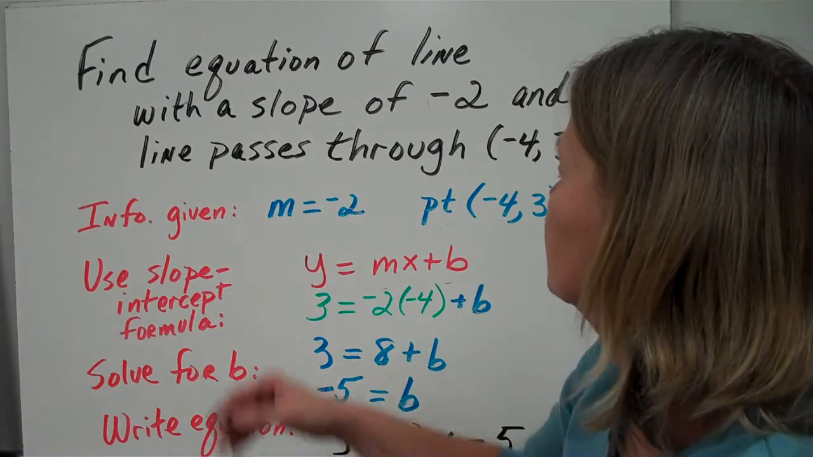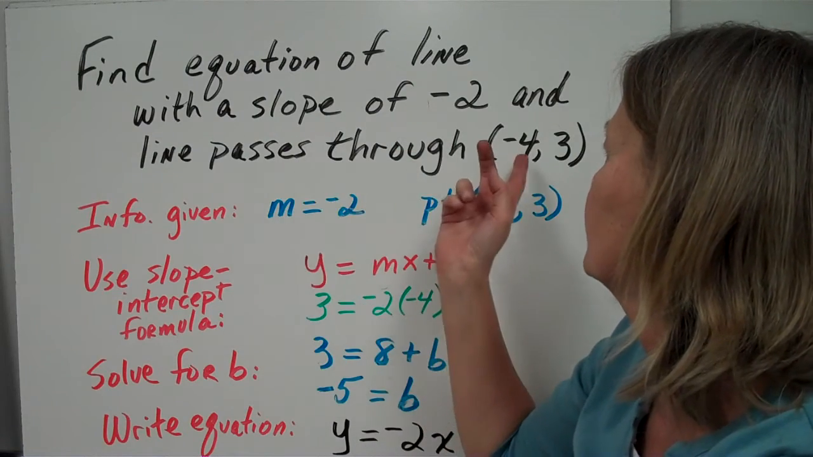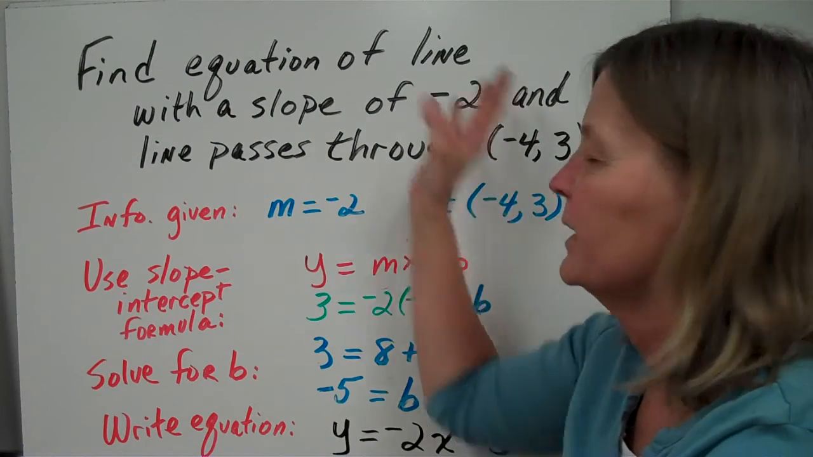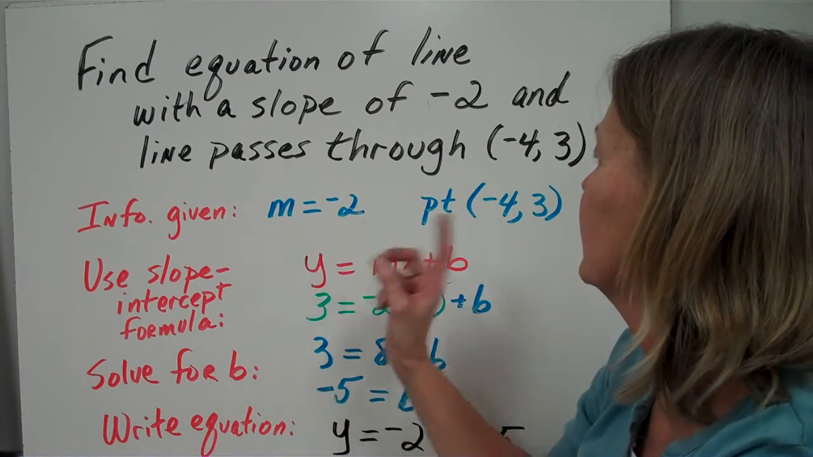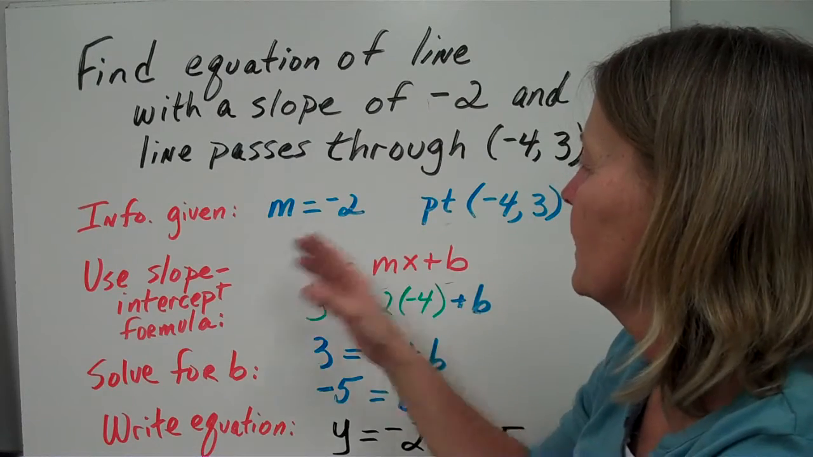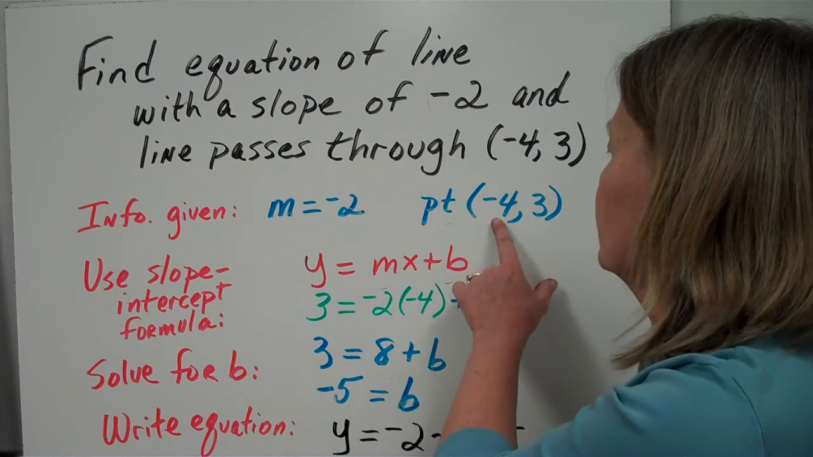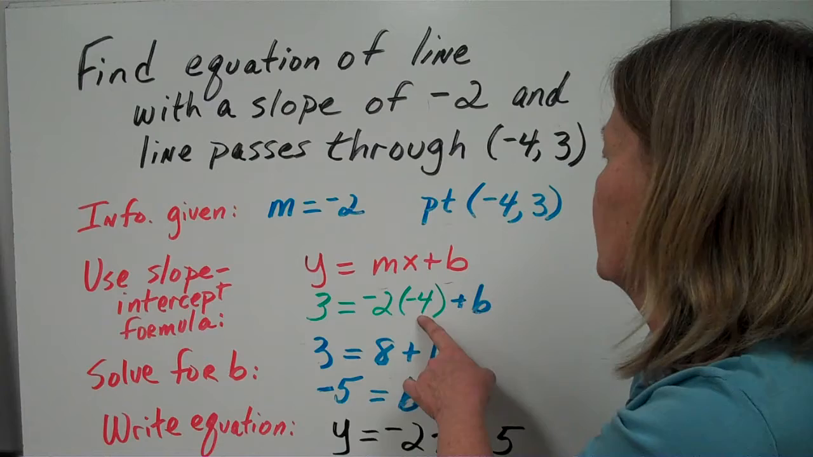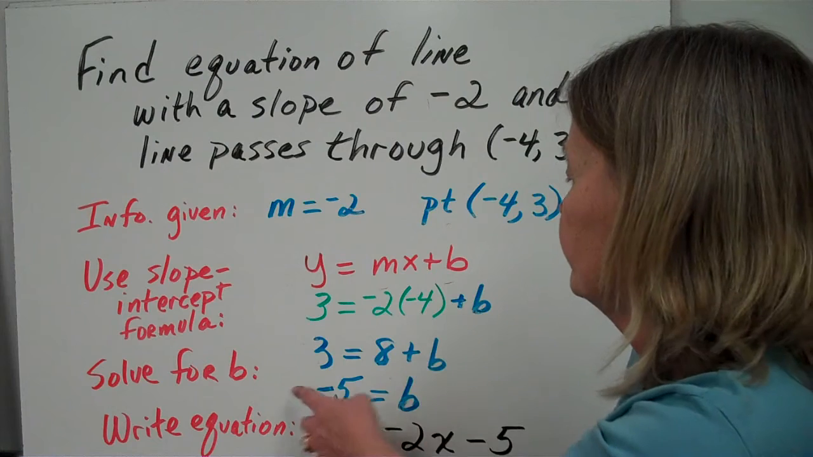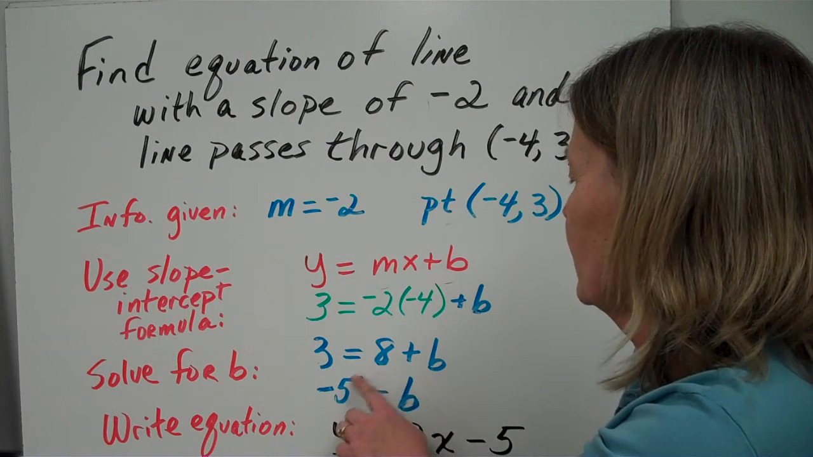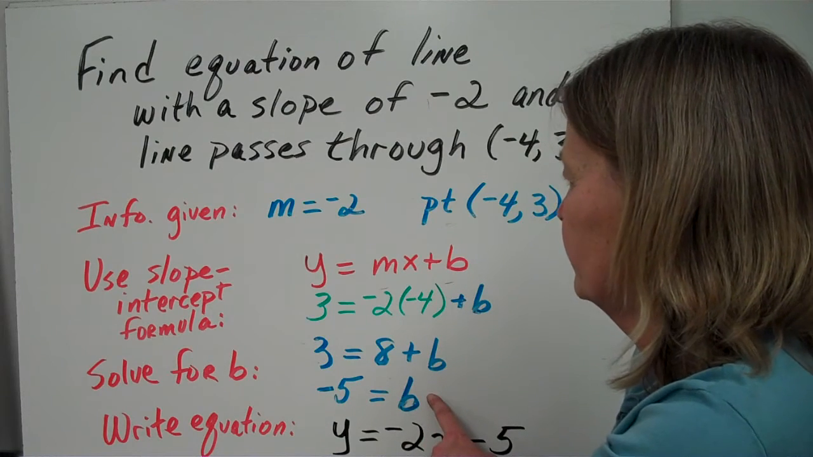Here's another similar problem. Let's work through this. Equation of a line with a slope of -2, and it passes through this point, (-4, 3). Again, let's sift through the information so we can use it. The slope is -2, and it's giving us one point. Take your formula, y equals mx plus b. Again, use your point values. This is your x, this is your y. Put them in the appropriate places in the formula, and your slope. That leaves the b as the unknown. Do the math. We subtract 8 from both sides, get -5. So solving for b, we get b as -5.